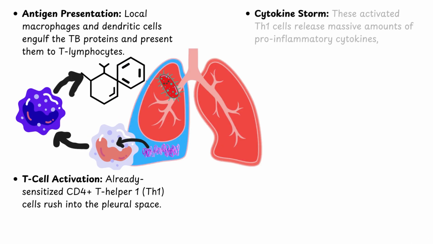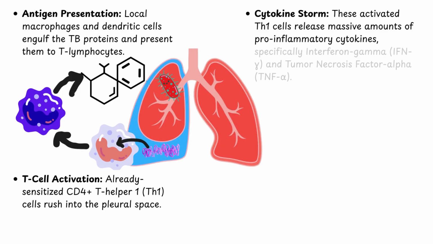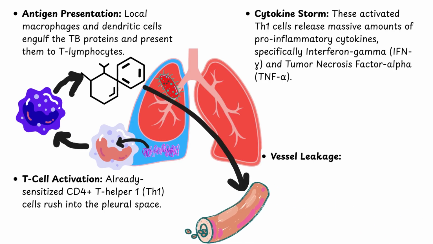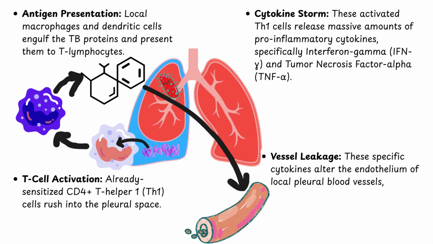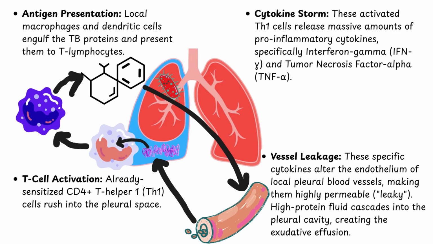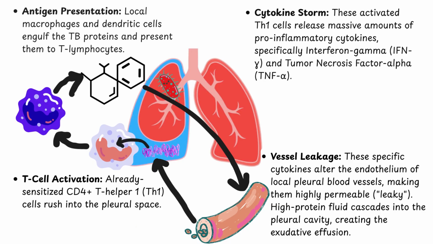Cytokine storm. These activated type 1 helper T cells release massive amounts of pro-inflammatory cytokines, specifically interferon gamma and tumor necrosis factor alpha. Vessel leakage. These specific cytokines alter the endothelium of local pleural blood vessels, making them highly permeable, leaky. High-protein fluid cascades into the pleural cavity, creating the exudative effusion.